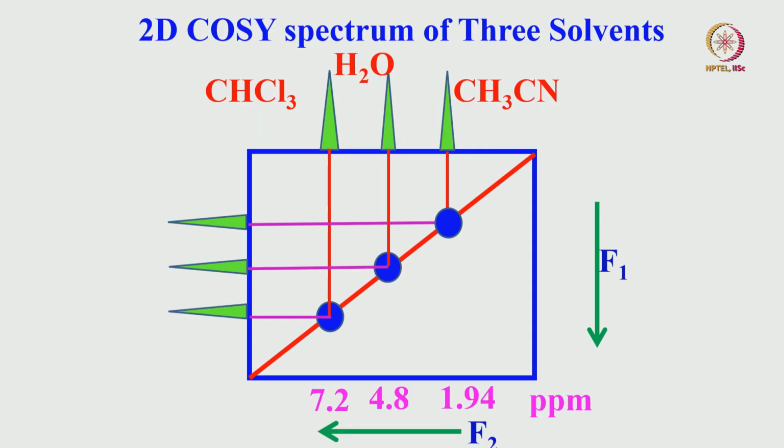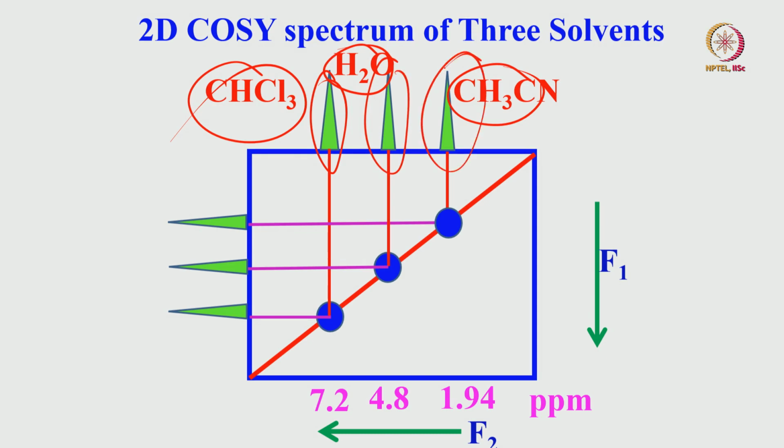Now let us see what happens in a realistic example. I take 3 solvents, CH3CN, H2O and CHCl3, all the 3. I take the COSY spectrum; none of them are interacting, they are all 3 different molecules. CHCl3 comes here, H2O comes here, CH3CN comes here. One is close to 2 ppm, 4.8, 7.2 ppm, I get 3 peaks. So 3 peaks will be there on the diagonal.